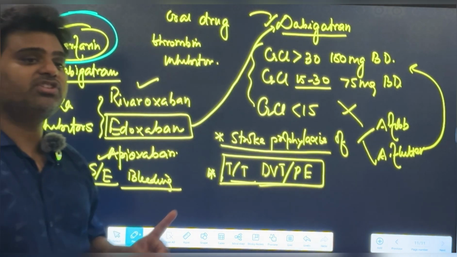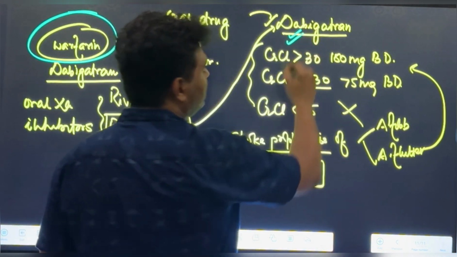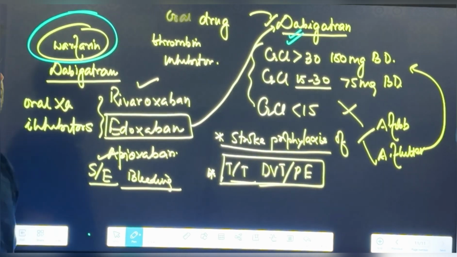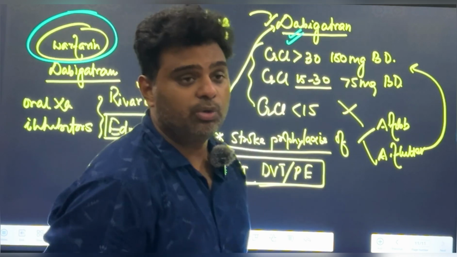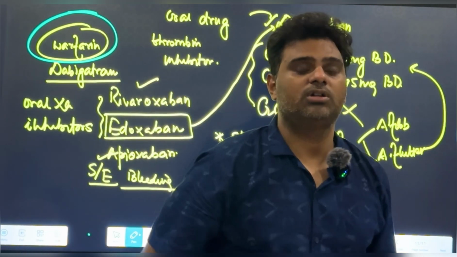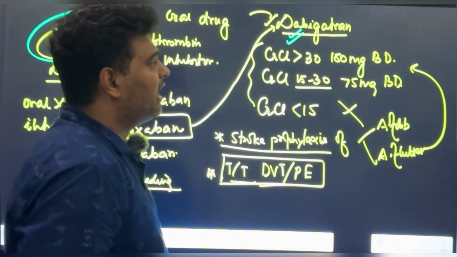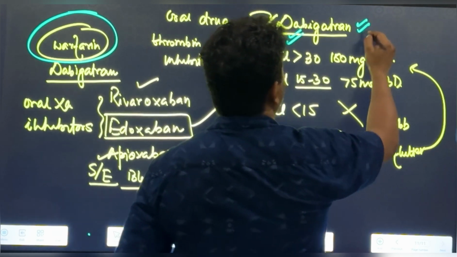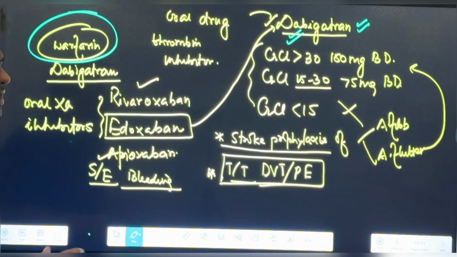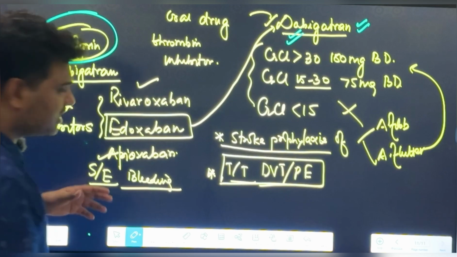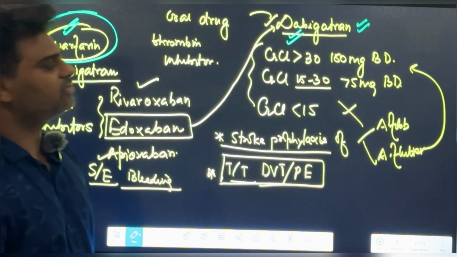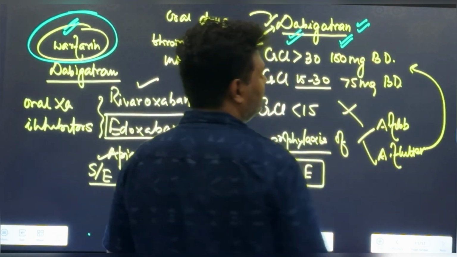the chances of CNS bleed due to dabigatran is 70% less when compared to warfarin. Or you can say that the chances of CNS bleed during warfarin therapy is 70 times more as compared to dabigatran. Now just the opposite of it: the chances of GI bleed during dabigatran is more as compared to warfarin. So simply, the chance of CNS bleeding is more with warfarin, around 70 times more, and the chances of GI bleeding is more with dabigatran.